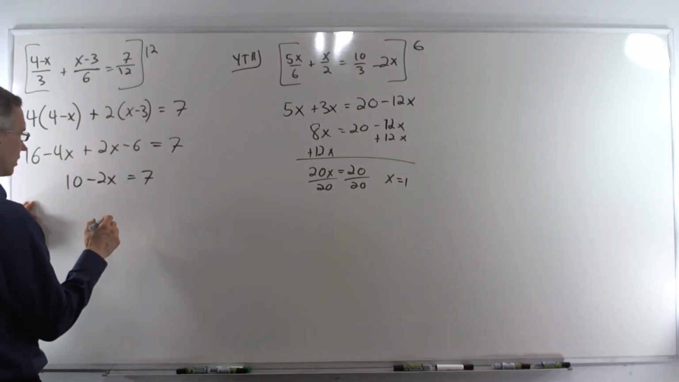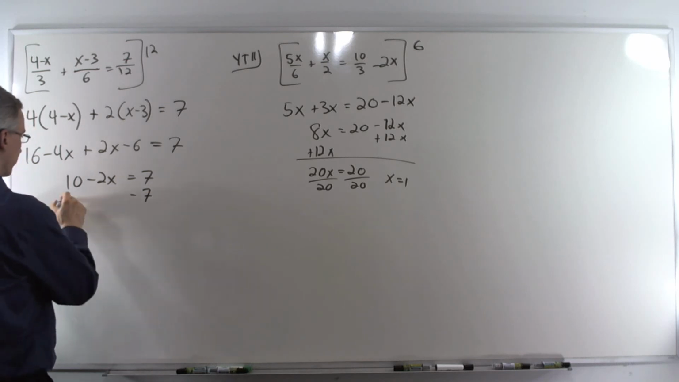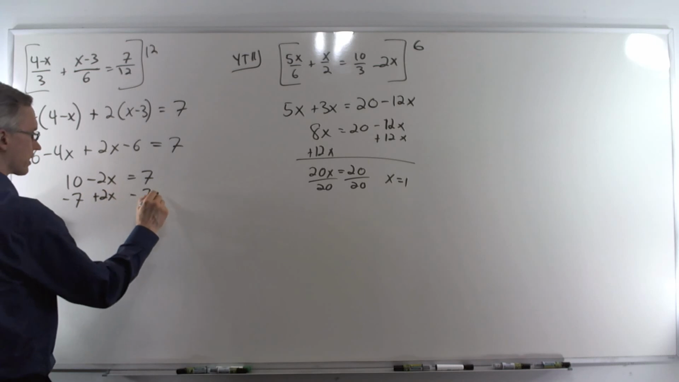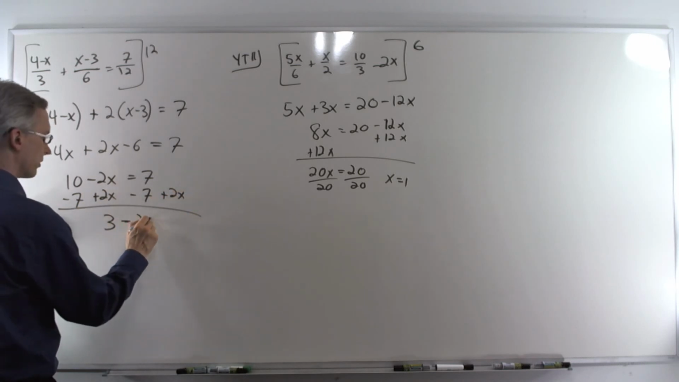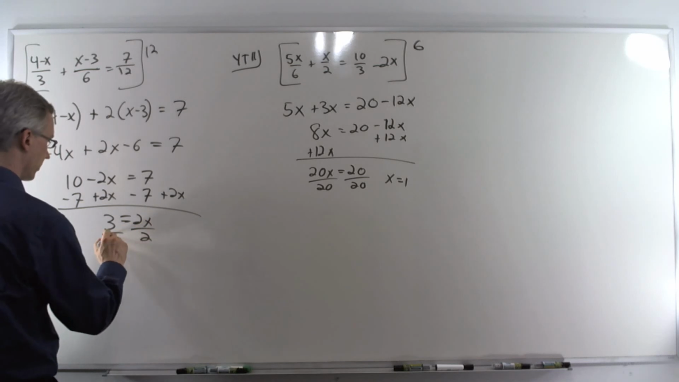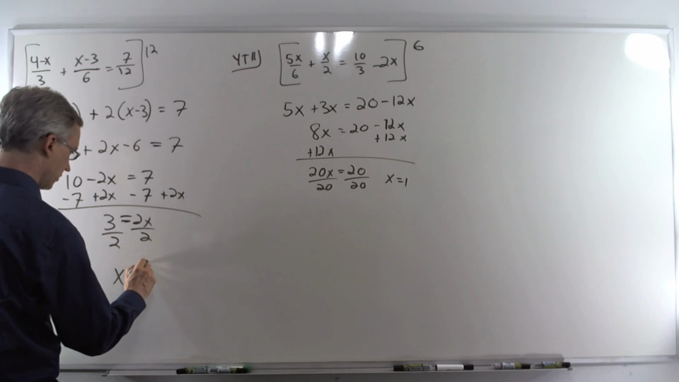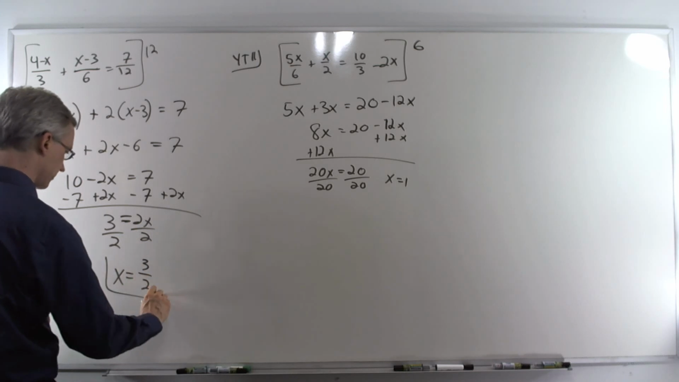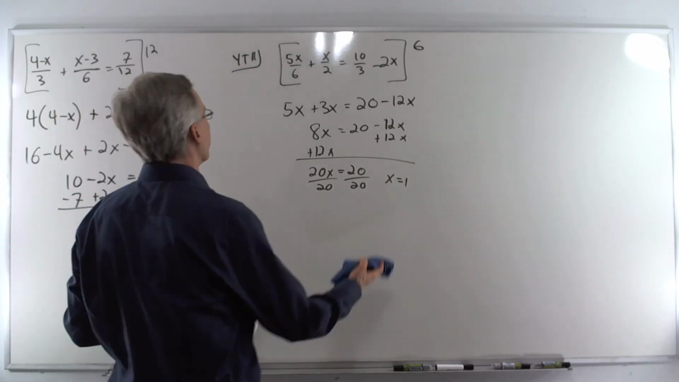Right now, I'm going to solve for this, so I am going to subtract 7 from both sides and add 2x to both sides. That gives us 3 equals 2x. Divide by 2 on both sides, and we get x equals 3 halves. Your turn, number 12.